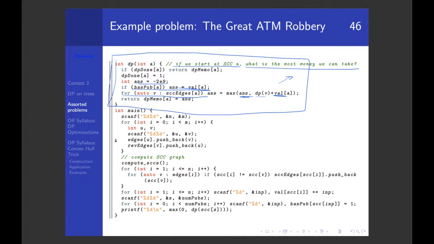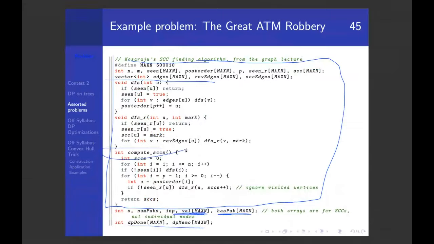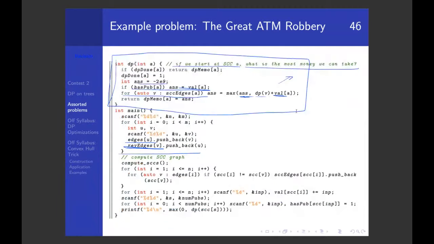In our main function, we take in the input. In Kosaraju's, we need a reverse edge adjacency list as well as a forward one. That's why I've got that here. So here we compute the SCC graph. We call our compute SCC function. That's this here. Importantly, this creates an array called SCC, where SCC[i] is the index of the strongly connected component that i is in. We use that here.